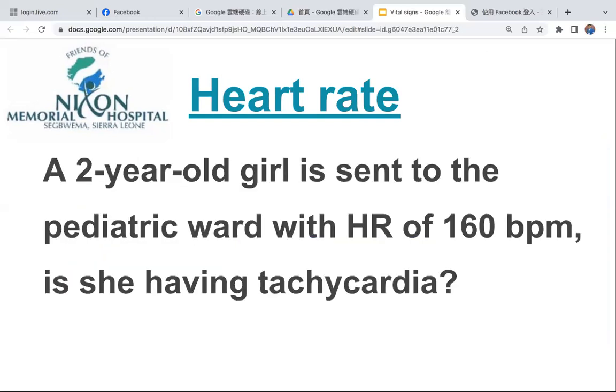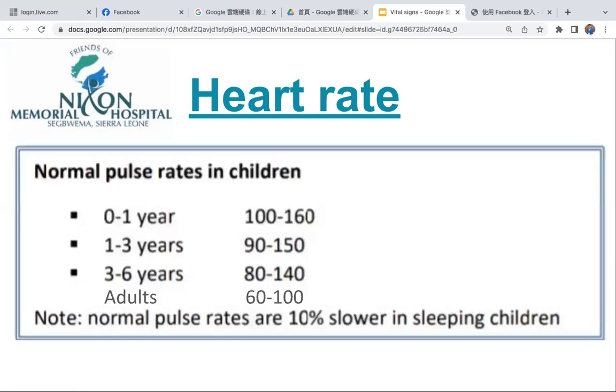So let's go back to the question. A 2-year-old girl was sent to the hospital with a heart rate of 160. Is she having tachycardia? As you can see, 2 years old is between 1 to 3 years old, and the number should be 90 to 150. So if the pulse rate is 160, as mentioned in the question, she is having tachycardia.